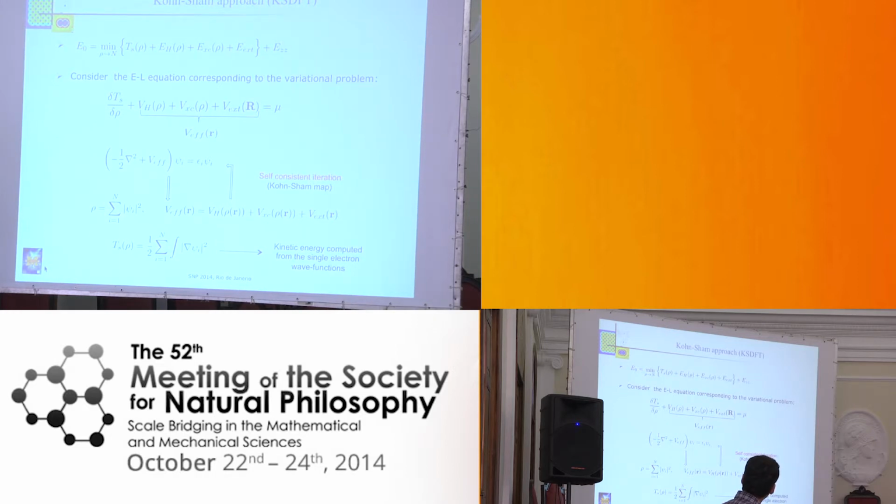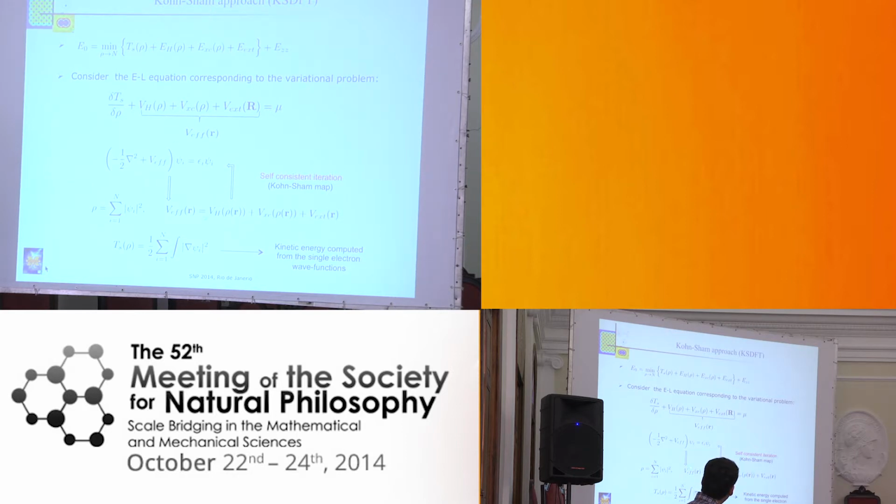Kohn-Sham density functional theory involves evaluating these wave functions, which are single electron wave functions. We have to evaluate the lowest n single electron wave functions and their eigenvalues, and the kinetic energy can then be computed from these single electron wave functions. But this eigenvalue problem has to be solved in a self-consistent manner.